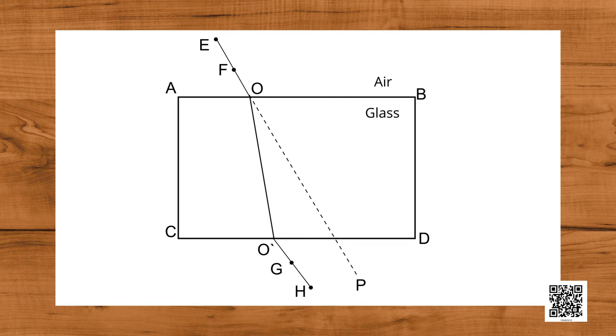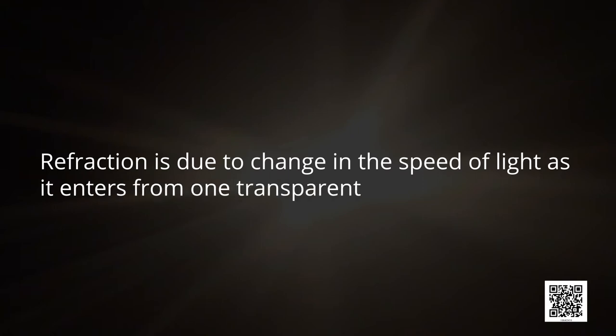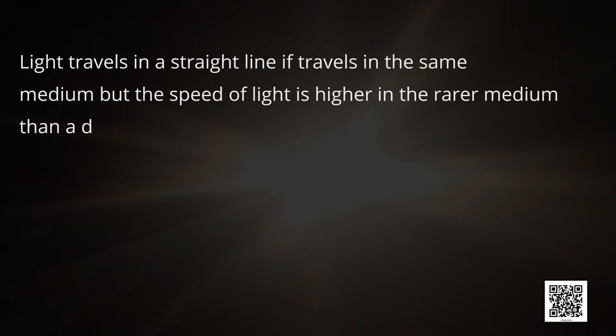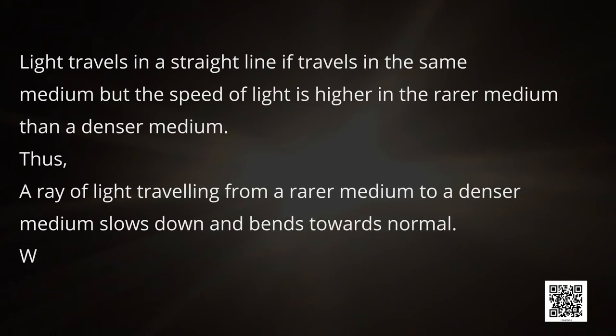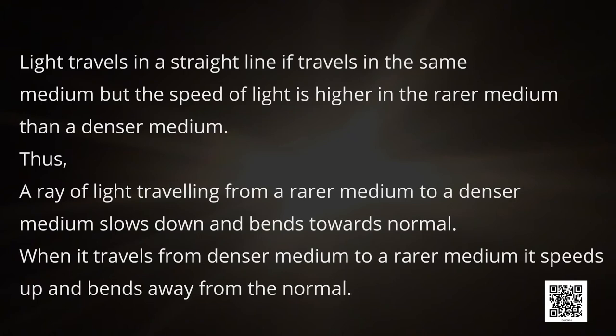So, dear children, refraction is due to change in the speed of the light as it enters from one transparent medium to another. As we know, light travels in a straight line if it travels in the same medium. But the speed of light is higher in a rarer medium than a denser medium. Thus, a ray of light traveling from a rarer medium to a denser medium slows down and bends towards the normal. When it travels from a denser medium to a rarer medium, it speeds up and bends away from the normal.